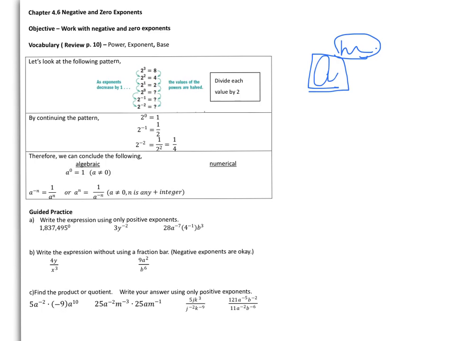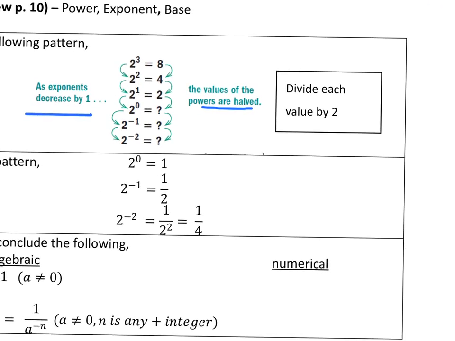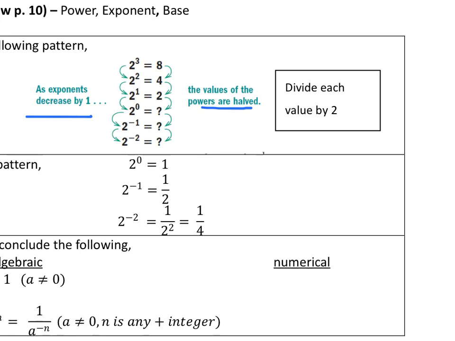Okay, let's look at the following pattern. As the exponents are decreased by 1, as you can see, 3, 2, 1, 0, -1, and -2, the powers are halved. What do I mean by that? Okay, let's take a look. 2 to the third power equals 8. Okay, 2 to the squared equals 4. What happened between 8 and 4? Divide by 2. It is halved.